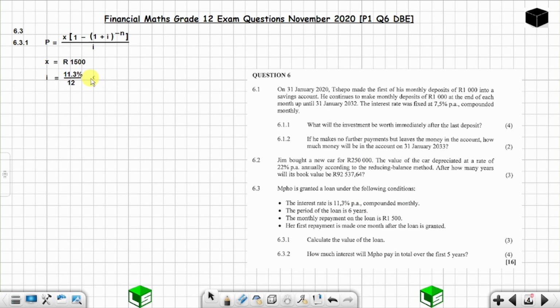You can also write this like this. You divide this by 100, which is 0.113 over 12. And you have N, which is equal to 6 years. Remember, compounded monthly, times 12. So this is equal to 72. So P is equal to, you plug everything that you have, plug this in your calculator.